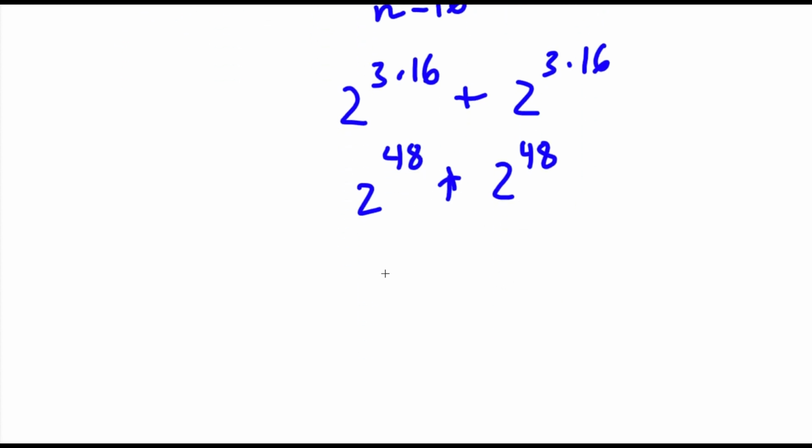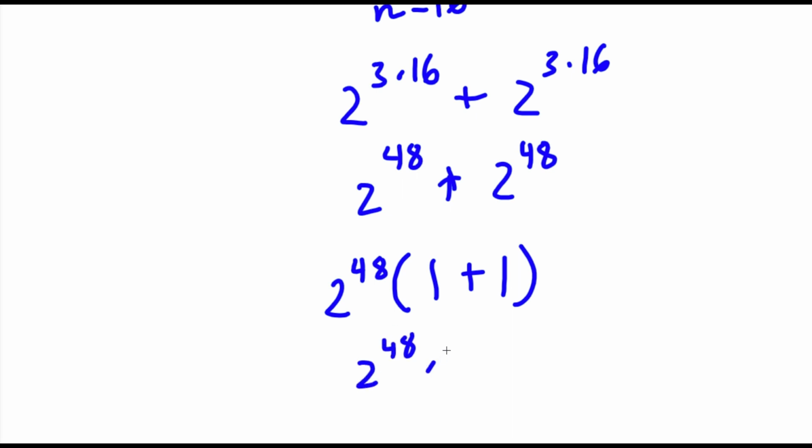Now, if I factor out 2 to the power of 48 from this, I get 2 to the power of 48 times, now 2 to the power of 48 divided by 2 to the power of 48 is 1, because anything divided by itself is 1. So I have 1 plus, again, 1. 1 plus 1 is 2, so I have 2 to the power of 48 times 2.